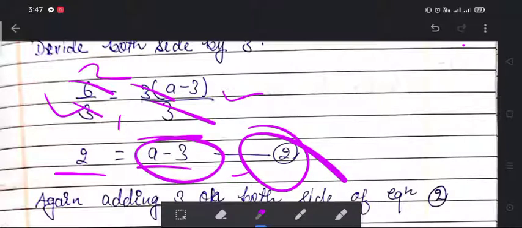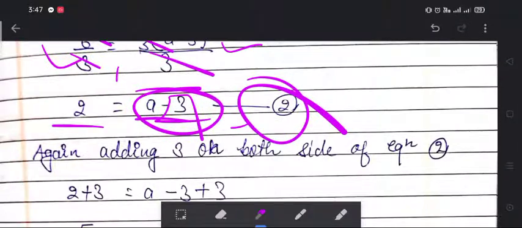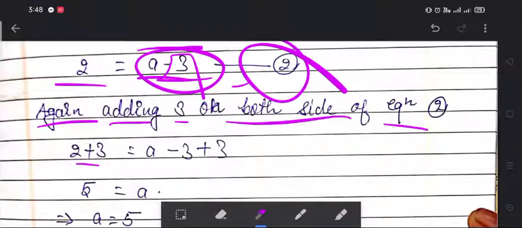Again here we can see, on the right hand side of condition 2, 3 is subtracted from a. So in order to vanish this minus 3, we have to add plus 3 on both sides. So we write again adding 3 on both sides of condition 2. So we get 2 plus 3 is equal to a minus 3 plus 3.